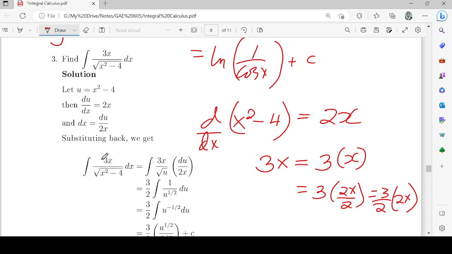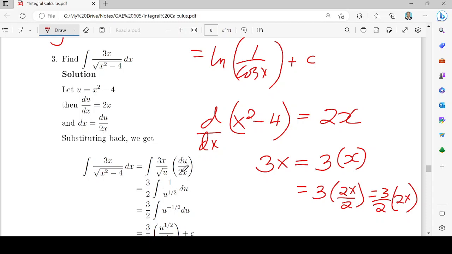Then we substitute. The integral becomes 3x divided by the square root of u times du over 2x. Notice that what we have under the square root sign here is what we are replacing with u. Then dx here is replaced by du divided by 2x. So x cancels out.